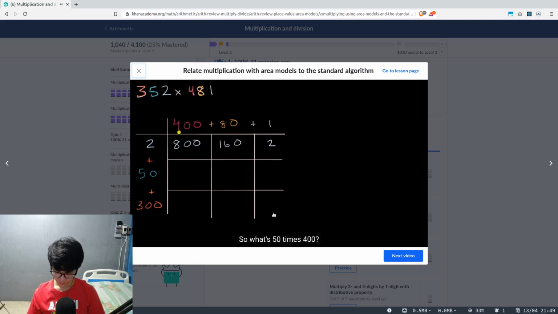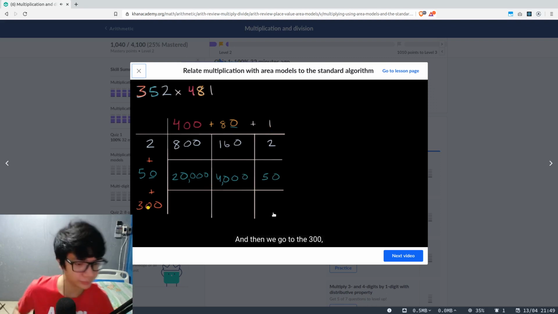So what's 50 times 400? 20,000. Well, 5 times 4 is 20. And then we have another 1, 2, 3 zeros. So that's 20,000. 50 times 80. 5 times 8 is 40. And then we have 2 zeros. 4,000. Just like that. And then we have 50 times 1, which is, of course, going to be equal to 50.